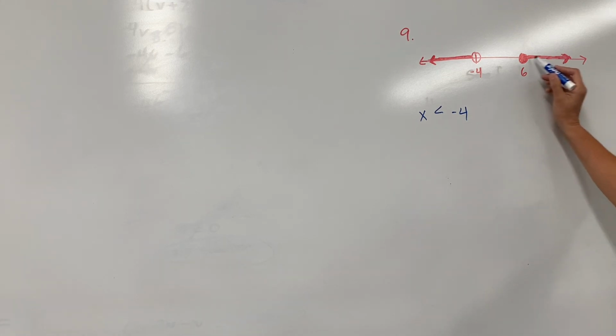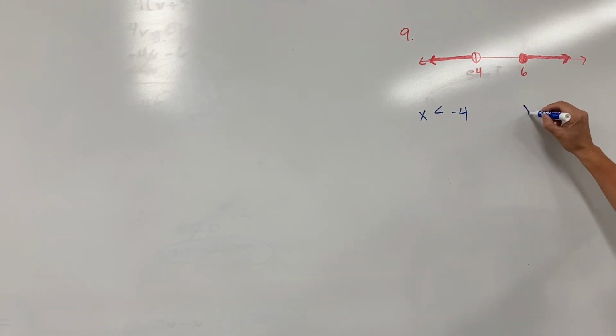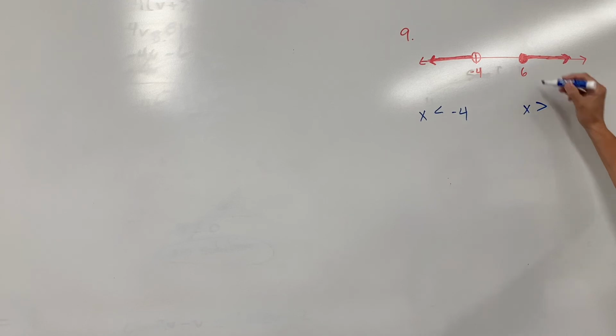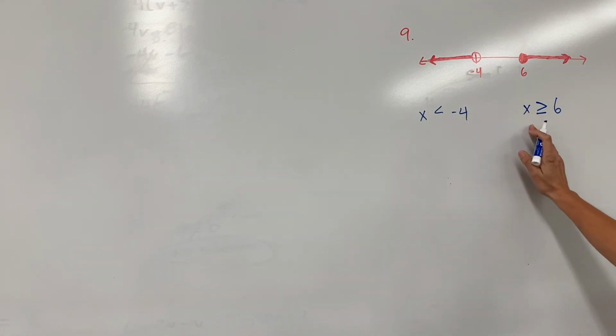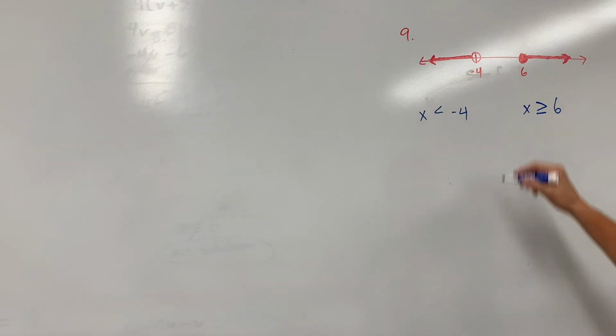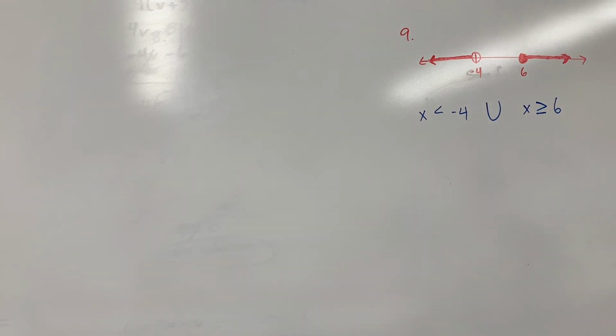Here we have all these values that are greater than or equal to 6, because this is colored in, so I have the or equal to part. I have both of these inequalities in this picture, so therefore I do a union to represent that it includes both parts of that picture. So x is less than -4, union x is greater than or equal to 6.